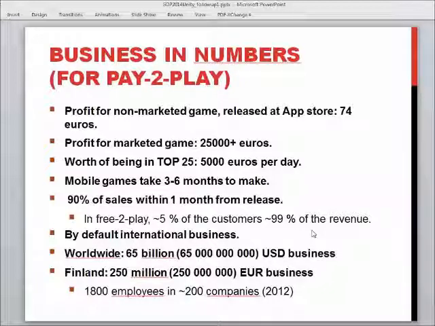But then, if we go into the actual numbers, these are collected from, well, several studies and confirmed by our own research into the topic with game companies.